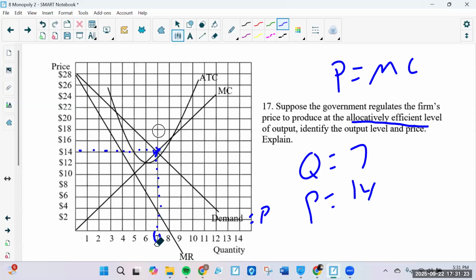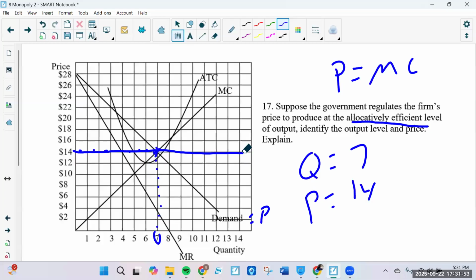Because if they're going to produce 7 units, 18 is not on the demand curve. So they can't charge 18. They're not going to be able to sell 7 units at that price, right? They're only going to be able to sell 5 units. And the government has basically said, you have to sell 7, right? Now, the way the government usually does this is they regulate price. They don't regulate quantity. What they do is they tell them, hey, you can only charge $14.